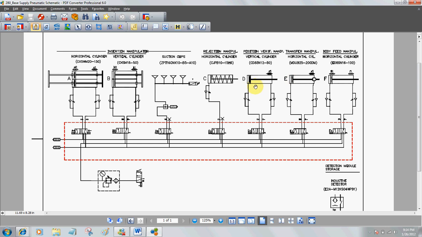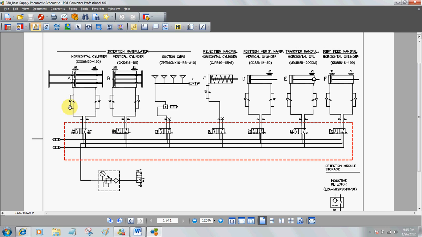Cylinders usually have two names. We have the blank end here, and we have the rod end when we refer to a cylinder. So to get this cylinder to extend, we would apply air here on the blank end, and it would extend. If we wanted it to retract, we would apply air here on the rod end, and this cylinder would retract.